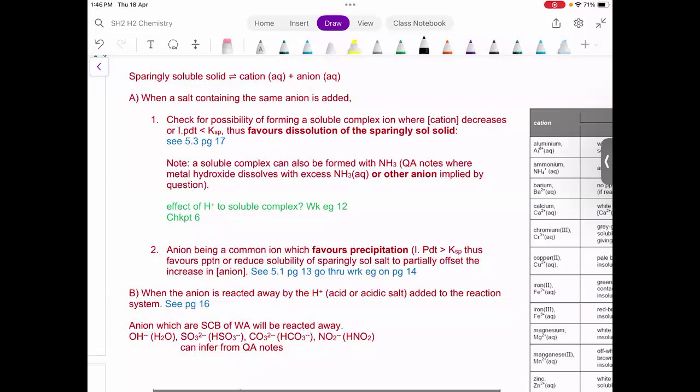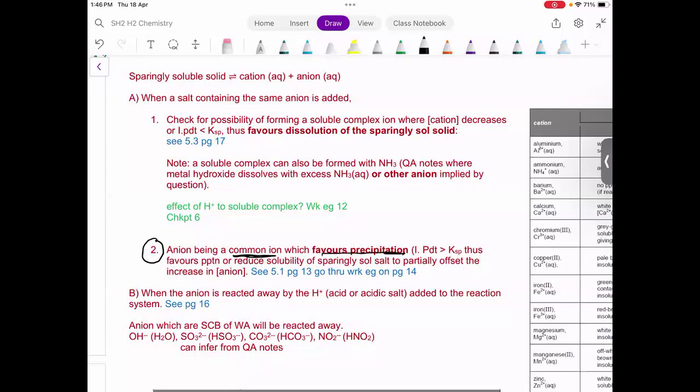Okay, are you done? So let's look at this. Number 2 is what is already familiar to you. Basically, number 2 is talking about the common ion effect. As a common ion, it will suppress the solubility of your sparingly soluble salt, so it will favor the precipitation process.